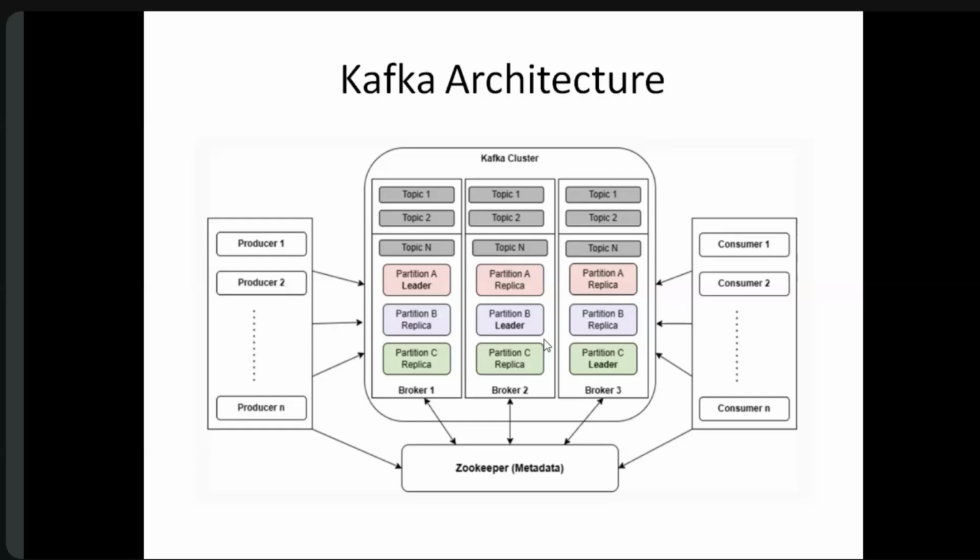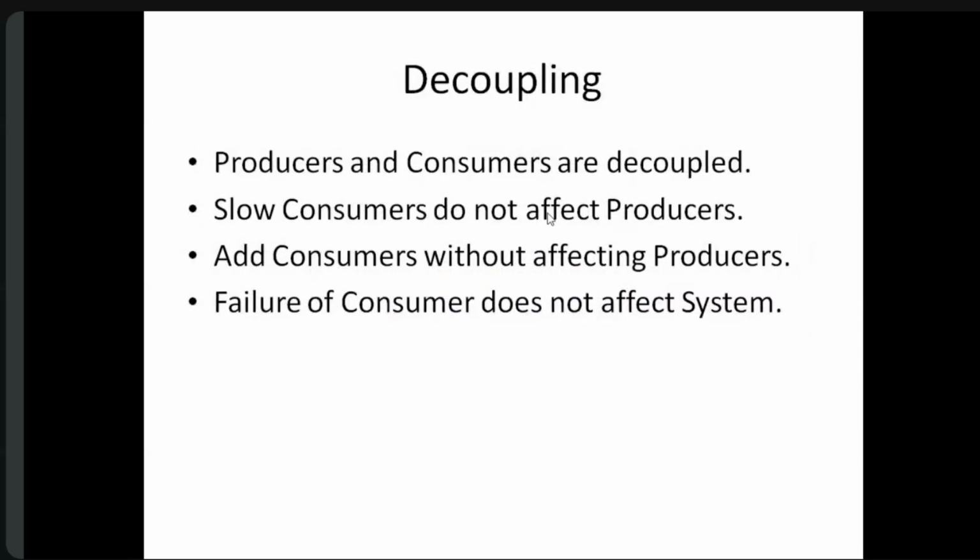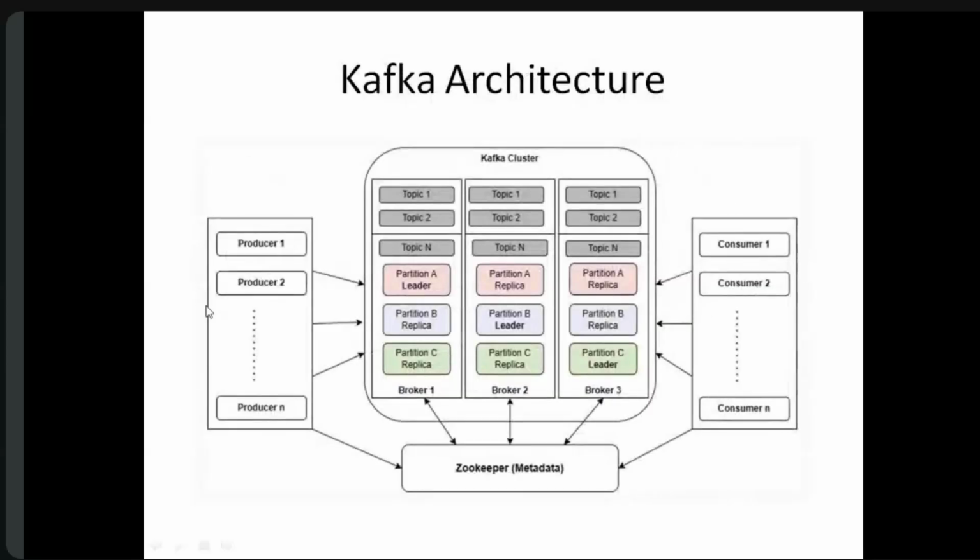Shall we go ahead? Okay. Second one is slow consumers do not affect producers, already discussed. Add consumers without affecting producers. We can increase the number of producers and number of consumers without affecting each other, because they are not directly connected. Suppose two producers are here and three consumers are there. You can add one more consumer, make it four, and it will not impact anything.